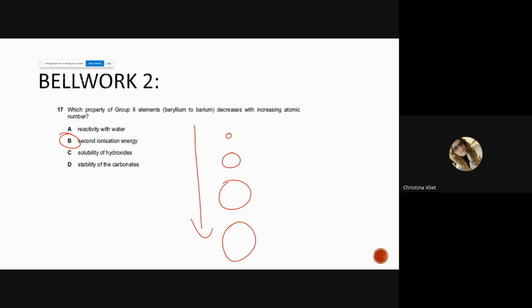As the size of the atom gets larger, descending down the group, it requires less energy to take the valence electron away because they're farther away from the nucleus. Ionization energy decreases with increasing size. It's the opposite of the trend for size. So the answer here is second ionization energy.